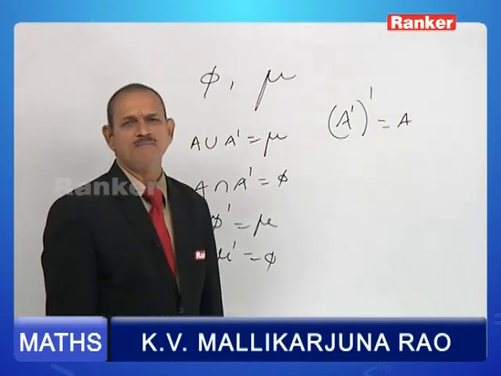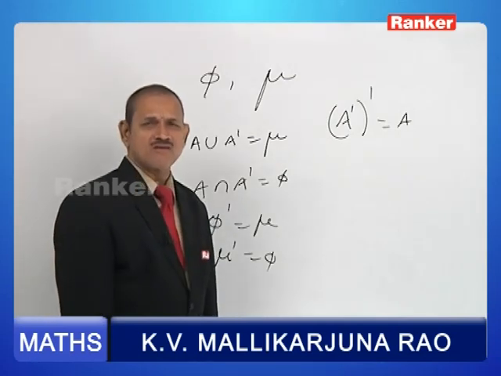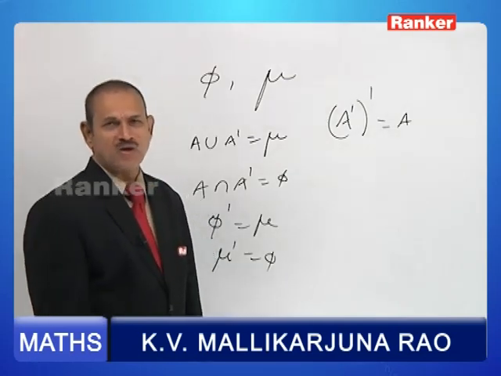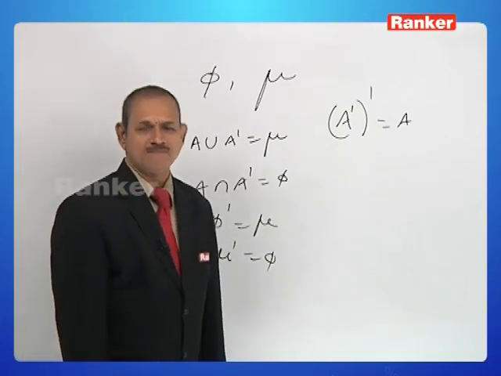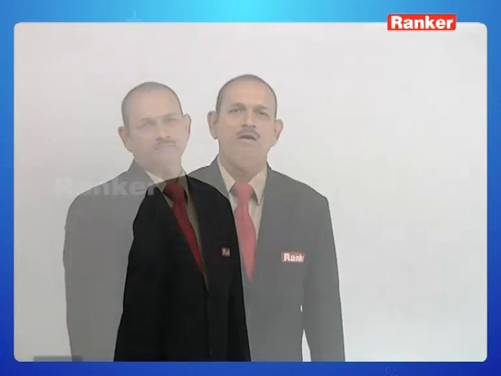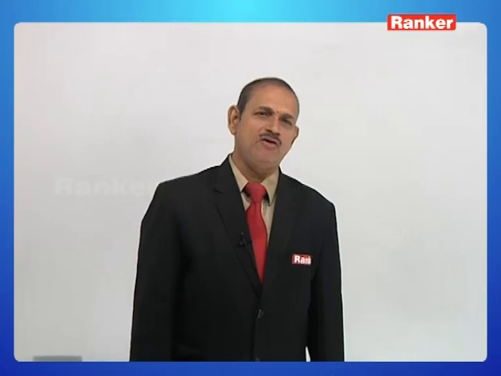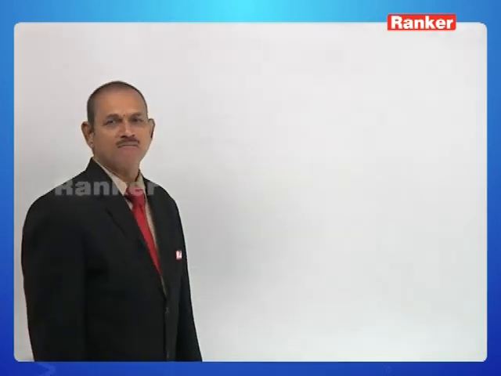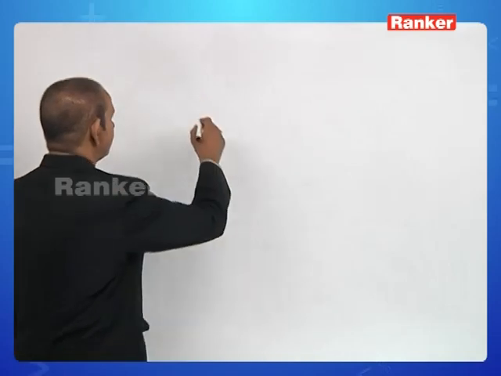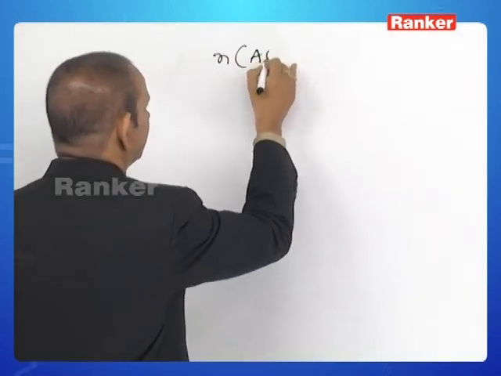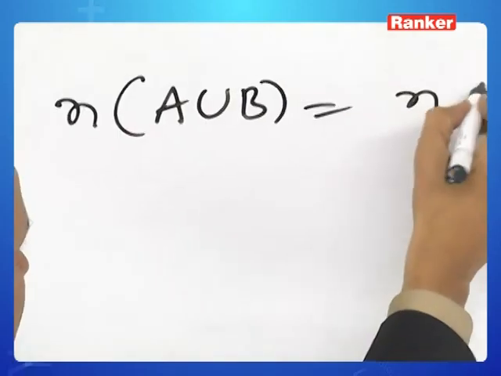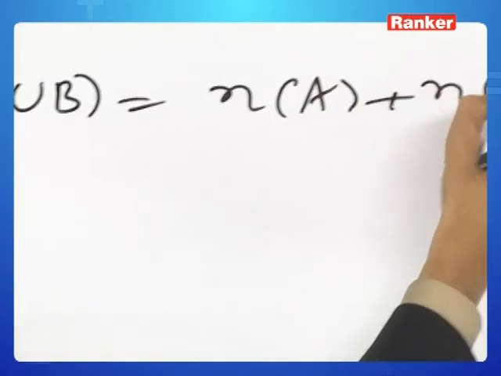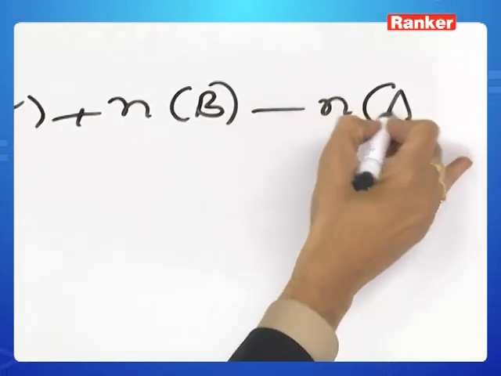These are the elementary properties, and we shall come across some more important results while solving some objective type questions in the next session. Regarding the order of finite sets, if there are two or more finite sets, we have formulas for n of A union B, n of A intersection B. n of A union B is equal to n of A plus n of B minus n of A intersection B.